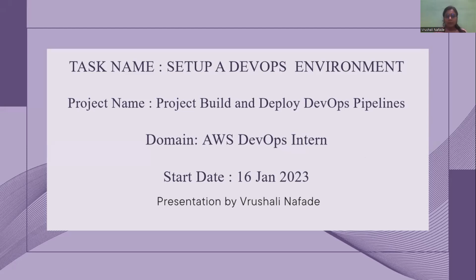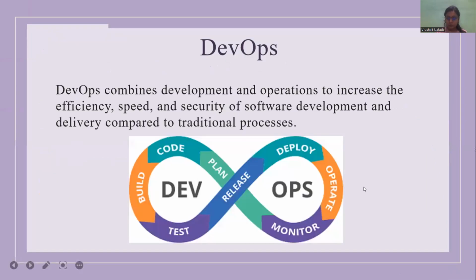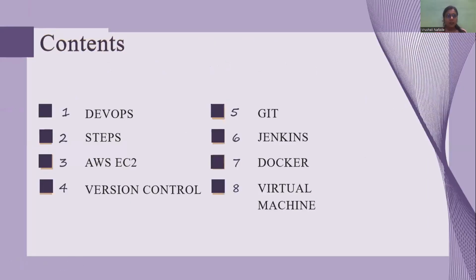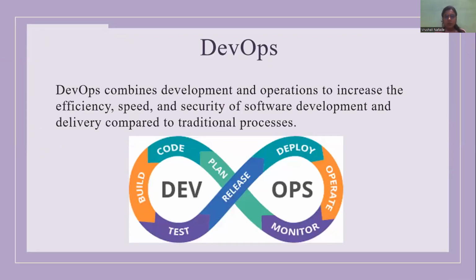Hello. I'm Vrushali Nafade presenting to you a presentation on setting up a DevOps environment. In the further slides we are going to see first of all what is DevOps. Then we'll see the steps to configure a DevOps environment. After that we'll see AWS EC2. Then what is version control, what is Git, what is Jenkins, what is Docker, and at the end we'll see what is a virtual machine.